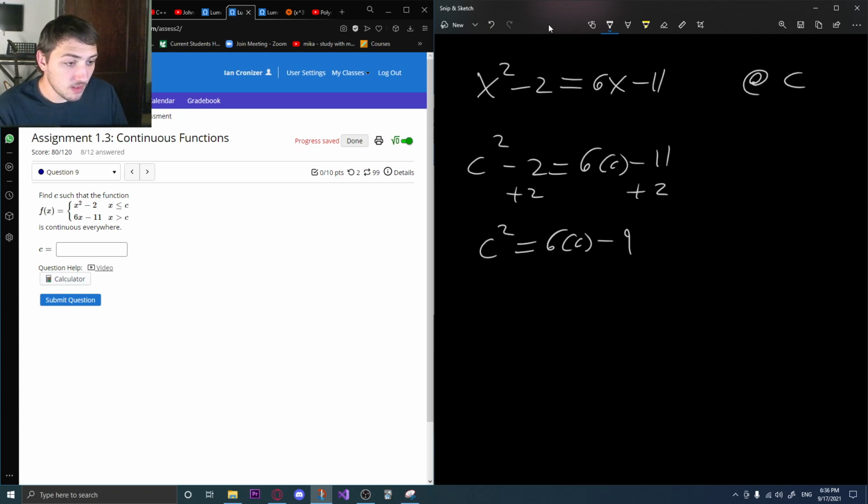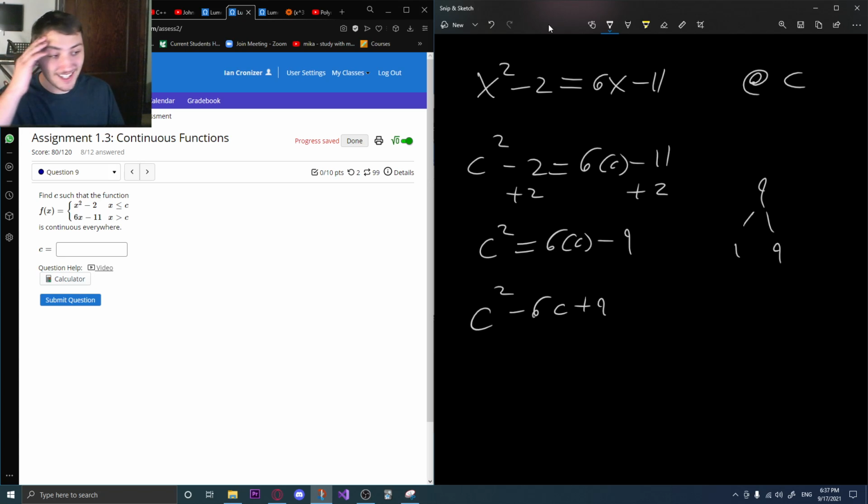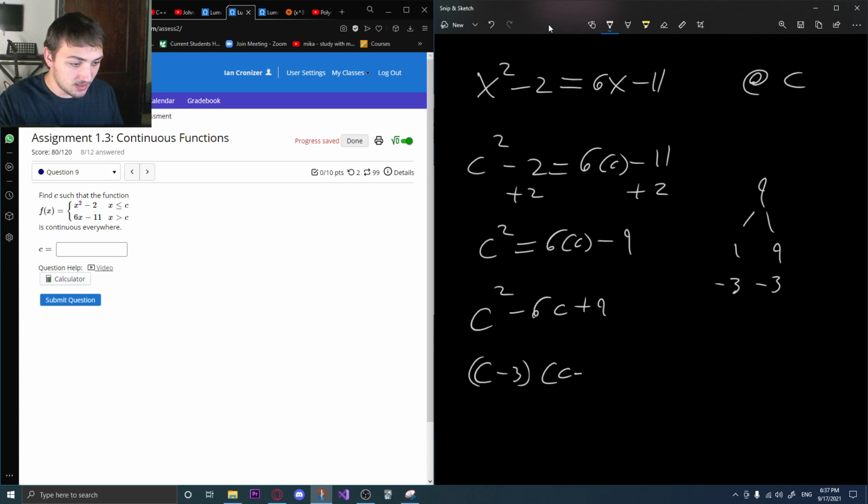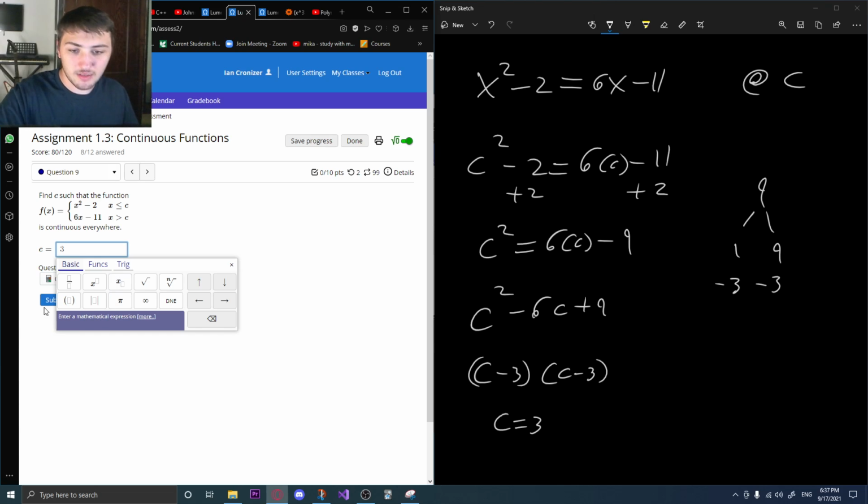And then I could divide this by C and divide that by C. No. Huh. Oh, you know what I could do? C squared minus 6c plus 9. 9, 1 and 9. Is that really it? It's just 1 in itself. 9 divided by 3, it's also 3 and 3, so it's going to be c minus 3, squared. C minus 3. So c equals 3. C can equal 3. Is that what I'm getting?